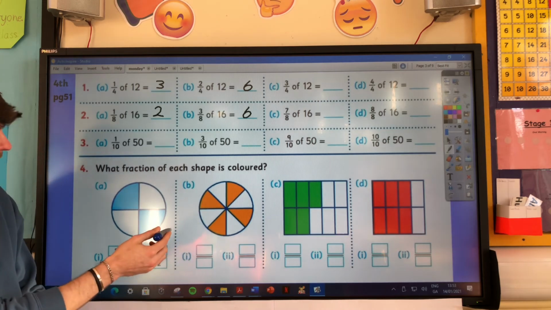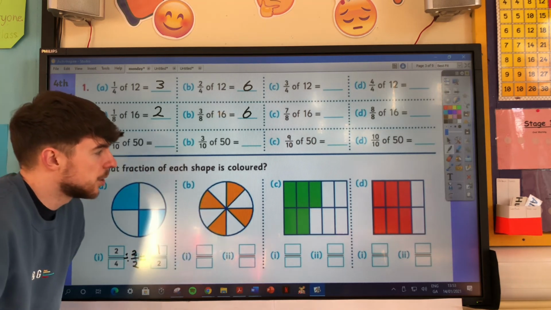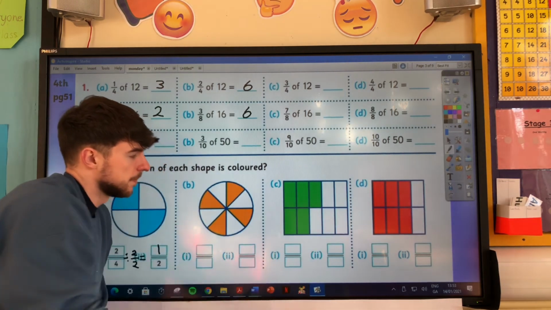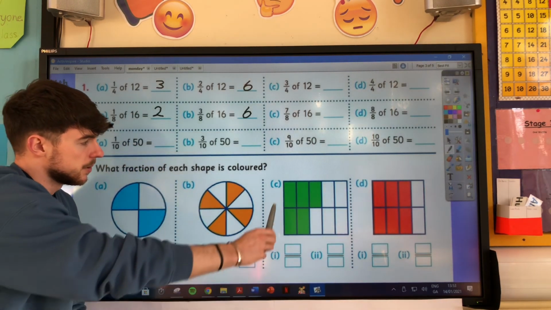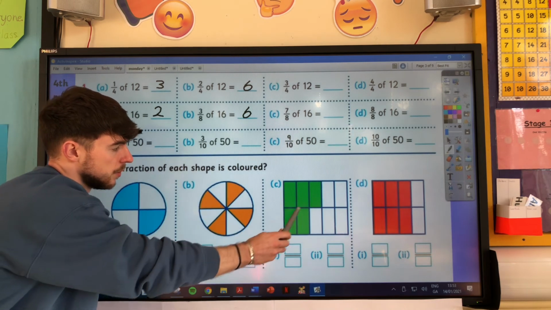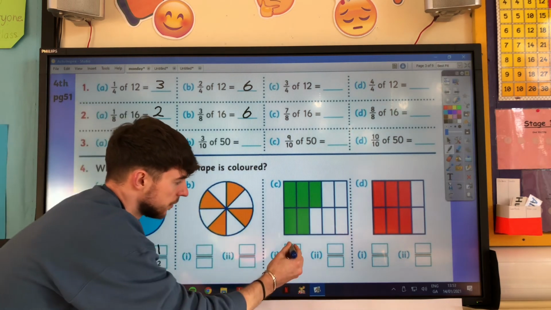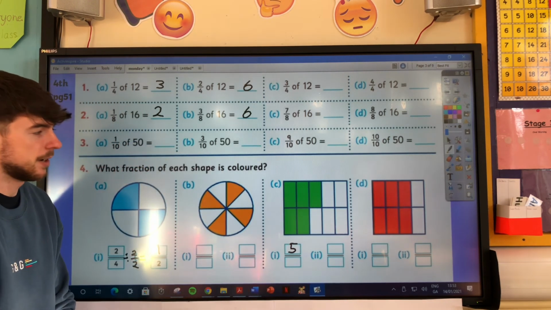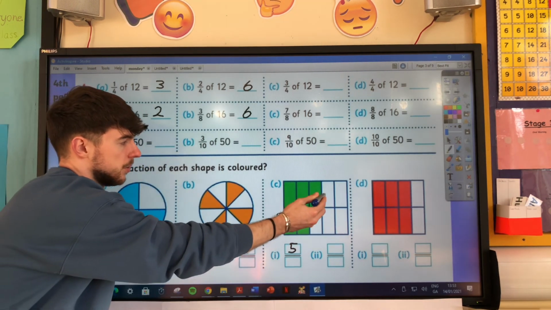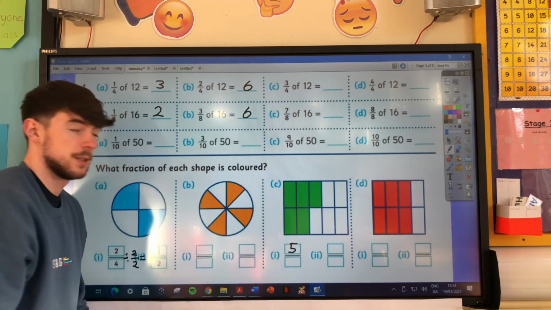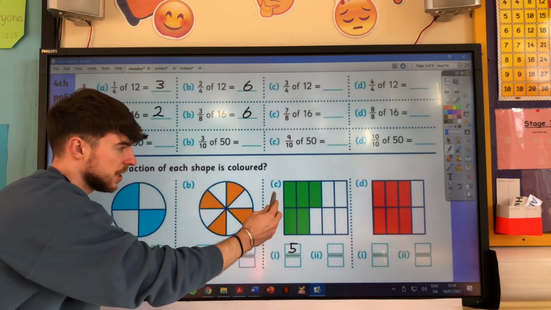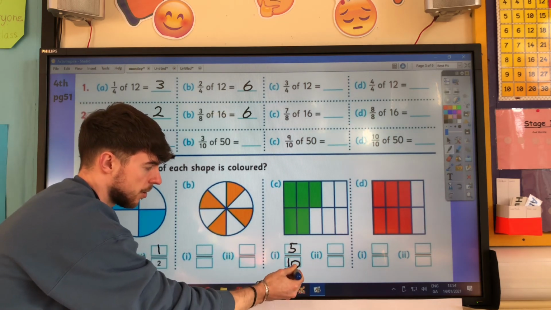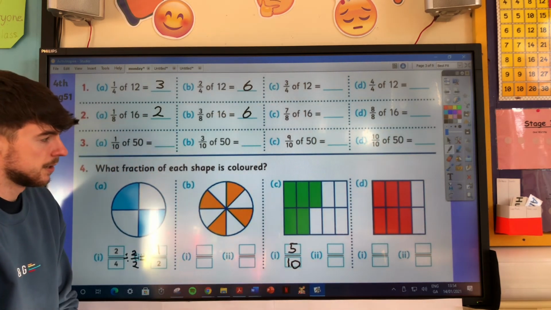Okay, so over here how many parts are coloured? Actually, we'll go on to this one. How many parts are coloured in this one? So there's 1, 2, 3, 4, 5. So there's 5 parts coloured. And how many parts are there all together? There's 1, 2, 3, 4, 5. 5 by 2 is 10. So our numerator is the part I'm looking for, it's 5. And our denominator is all the parts together, which is 10.